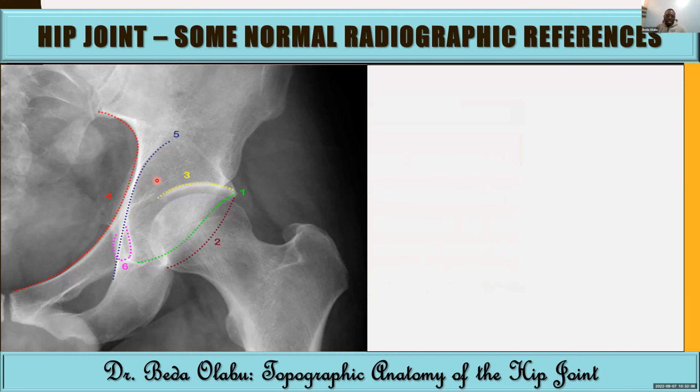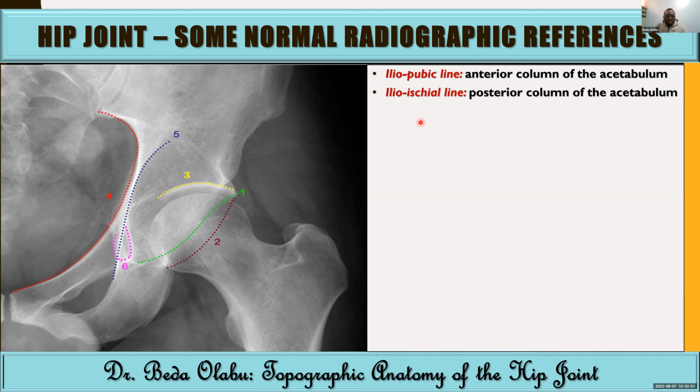Having described those articular surfaces, let's now look at some normal radiographic references that we use to describe these articular structures around the hip joint. We'll talk about the iliopubic line. So the iliopubic line is this line here, extending from the ilium, going all the way to the pubic bone, superior pubic ramus. So this one here, labeled 4, is the iliopubic line, and it represents the anterior column of the acetabulum.